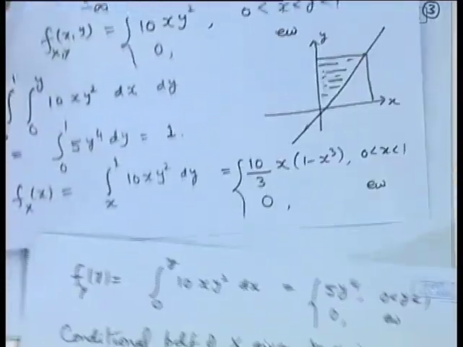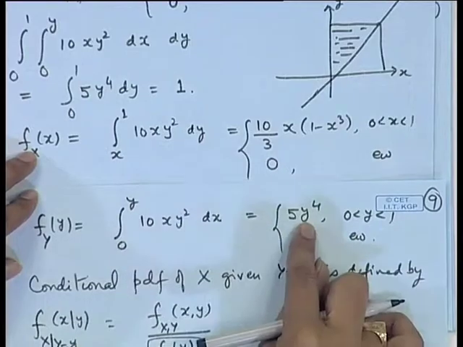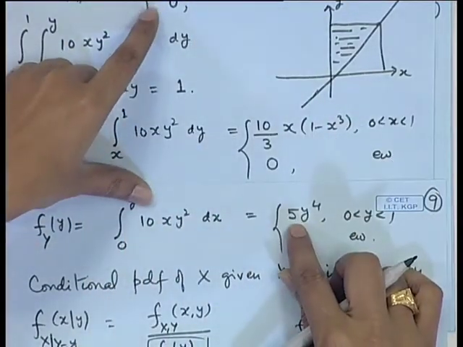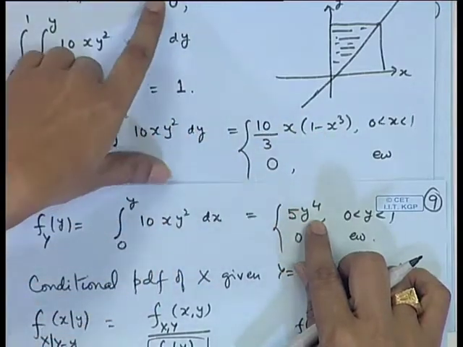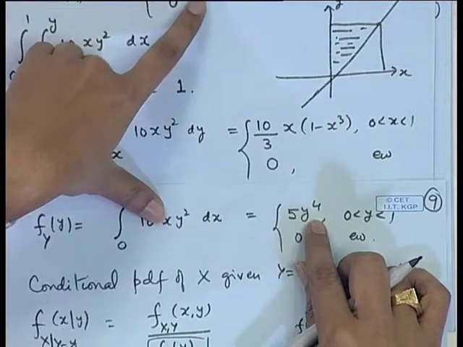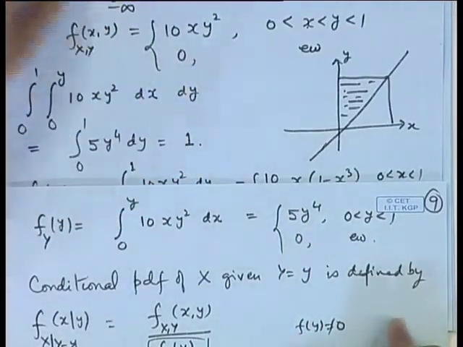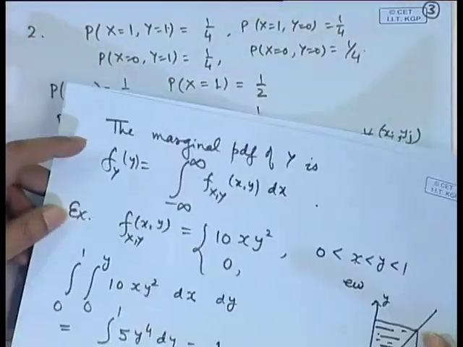So, you can see that the product f_X into f_Y is not equal to f(x,y), because the product here will give you 50 by 3 x into (1 minus x) cube into y to the power 4, whereas f(x,y) is 10 x y square. So, the condition is never satisfied. So, X and Y are obviously not independent.